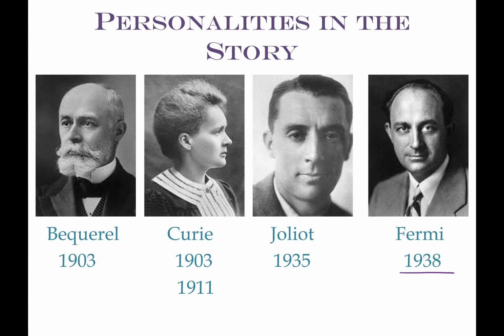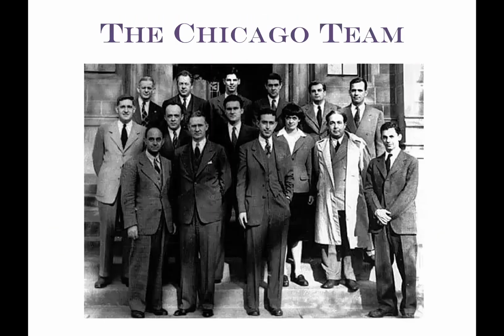Joliot, he was a French physicist. I believe Fermi was Italian. But Joliot won the Nobel Prize in 1935 when he discovered artificial radioactivity. He actually worked with his wife as well, and they were part of a university team in Paris.